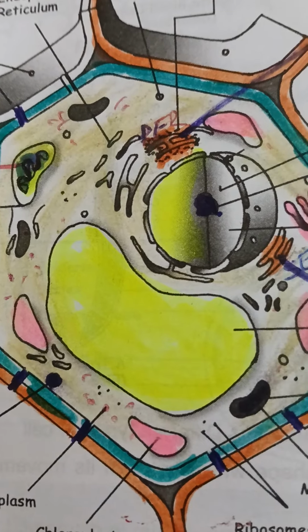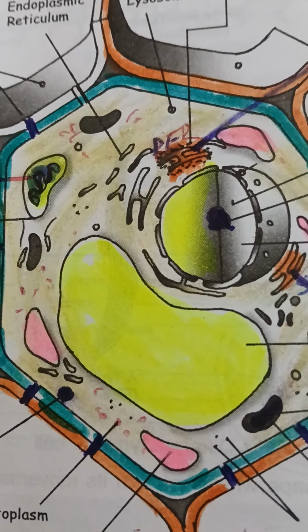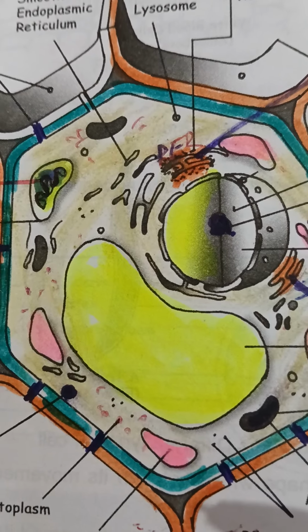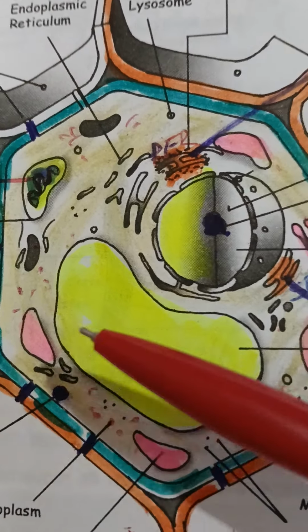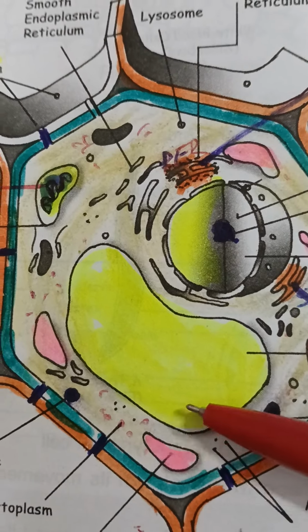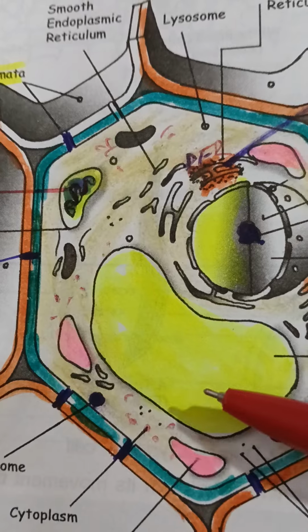The functions of vacuoles are five. First is storage, second is turgor pressure, third is waste disposal and detoxification, fourth is pigment storage, and fifth is endocytosis and exocytosis. So first is storage. Vacuoles store water, ions, nutrients and waste products, helping to maintain the cell's homeostasis. Second is maintaining turgor pressure.